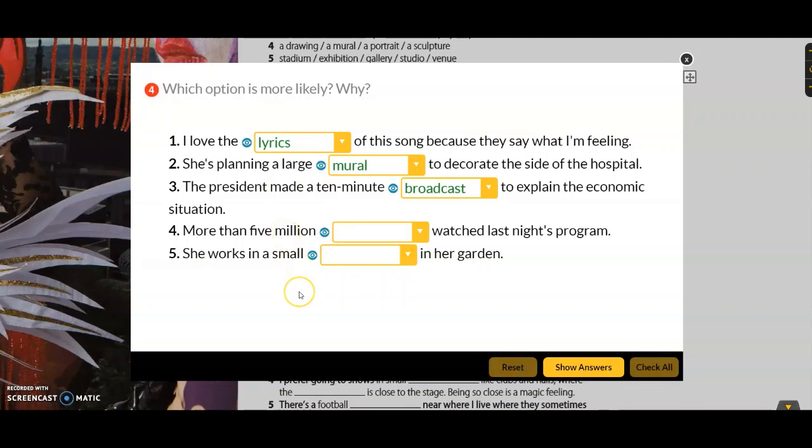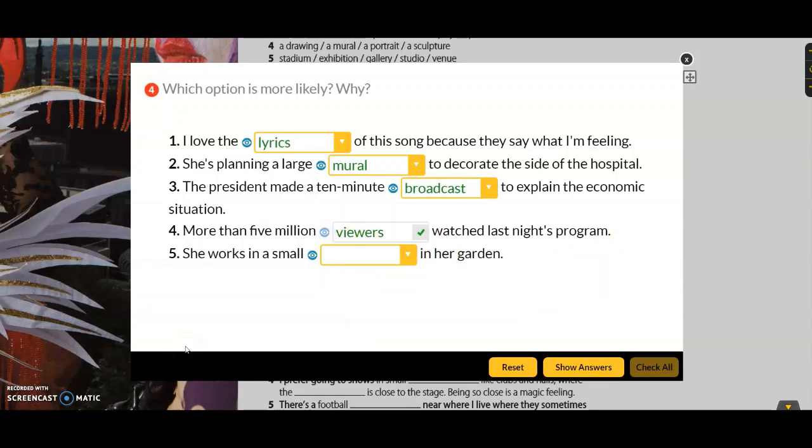So now we go to exercise number 4. More than 5 million blank watched last night's program. Viewers or listeners? We have a word that gives us the correct answer. Watched. Listeners listen, so they do not watch. So it would be viewers. People who view or who watch. Yeah, viewers who watch something. Okay, so let's check it. Correct.